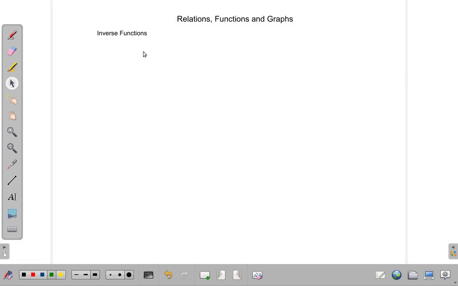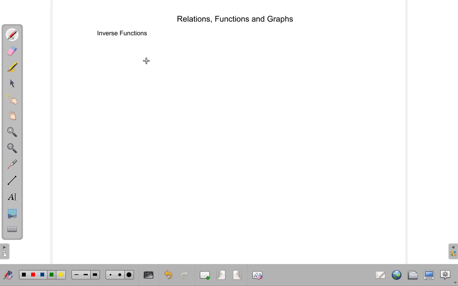Let us continue studying relations, functions, and graphs. We'll specifically be looking at the inverse function. Now, an inverse function, you can think of it as a reverse function. All right?